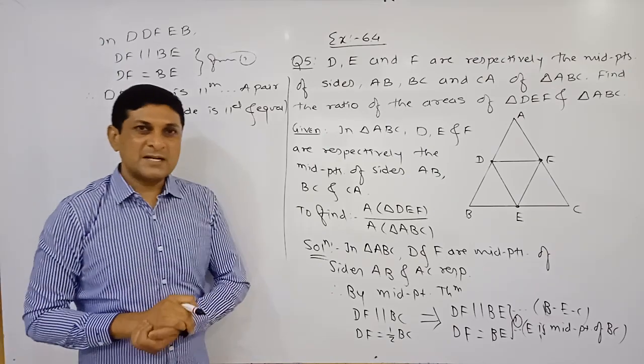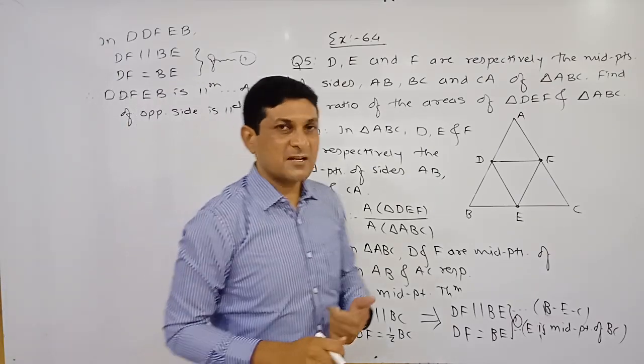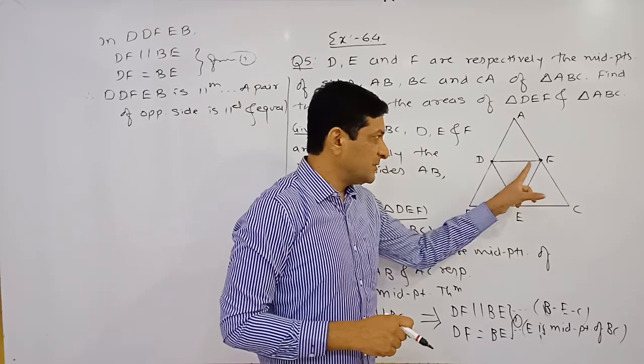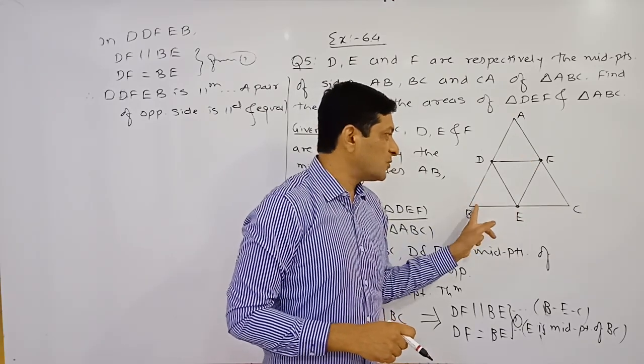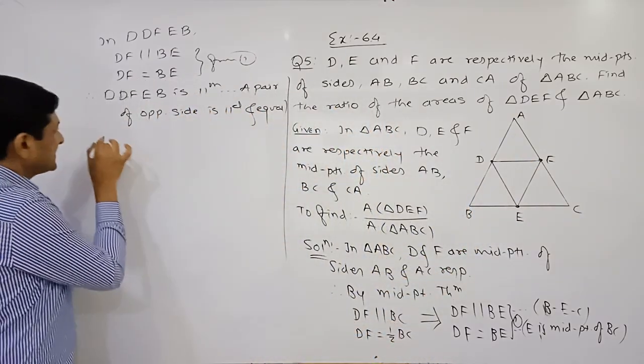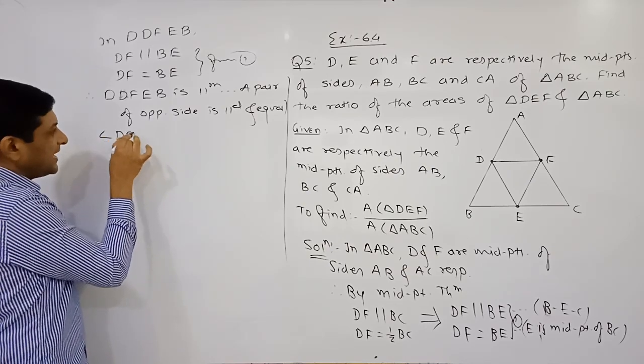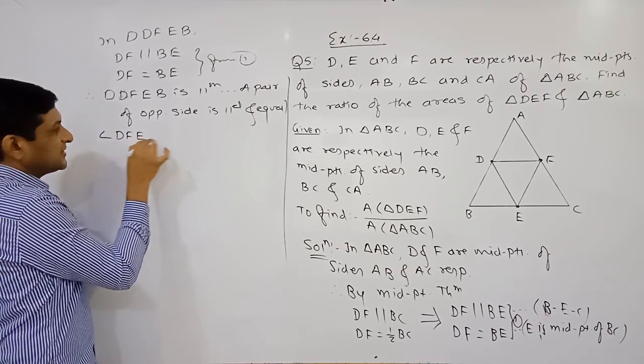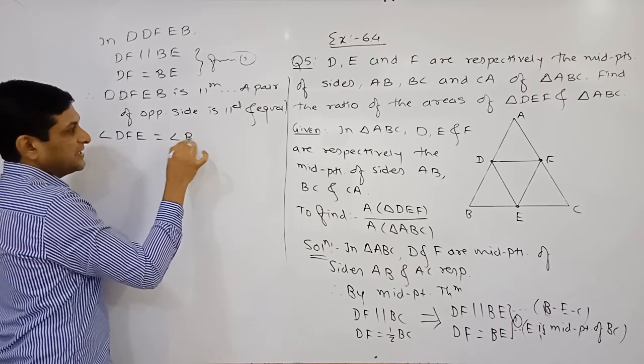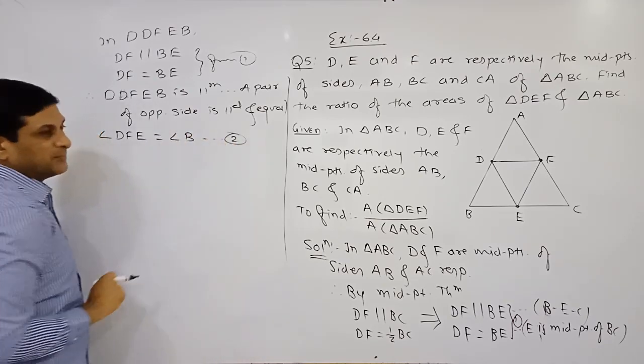And since this quadrilateral is a parallelogram, we can say that opposite angles are equal. This angle F is equal to angle B. So we can say that angle DFE is equal to angle B. Let us denote it by equation number 2.